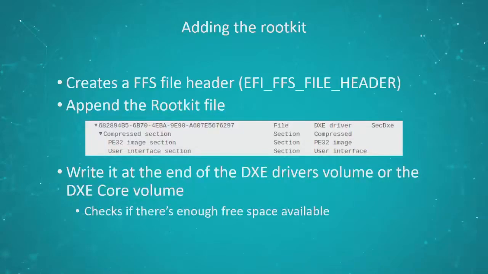So now that it has found the volume where to install the rootkit, the next thing is to add the rootkit to the volume. So what it will do is that it will create a firmware file system file header, and then it will append the rootkit file to it. So the rootkit file is a compressed section that contains 2 sections. One of these sections is the actual UEFI executable, and the other one is a user interface section defining the name for this rootkit. So the rootkit is called sec DEXI. And then it will write this file at the end of the selected volume.